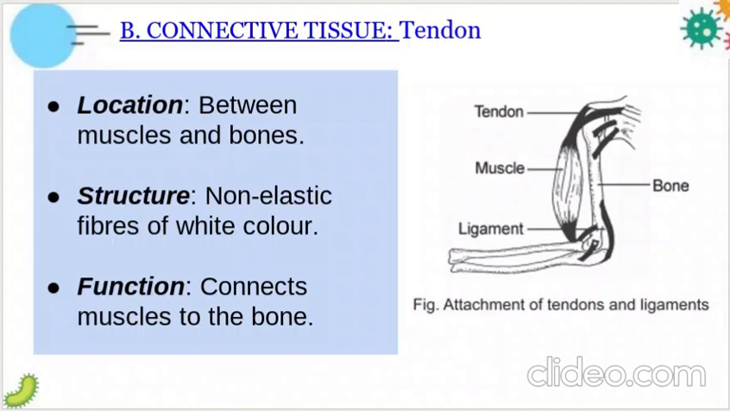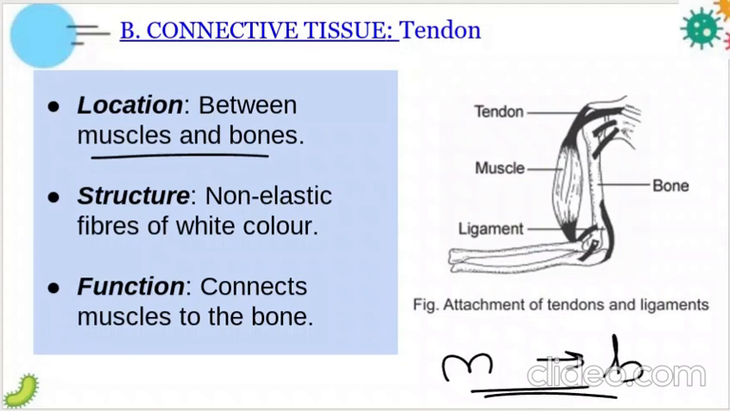Next come tendons. Now tendons are between muscles and bones. The main thing is they connect muscles to bones. Muscles to bones connection is done by tendons. They are fibrous tissue. They have great strength, but they are not that flexible.